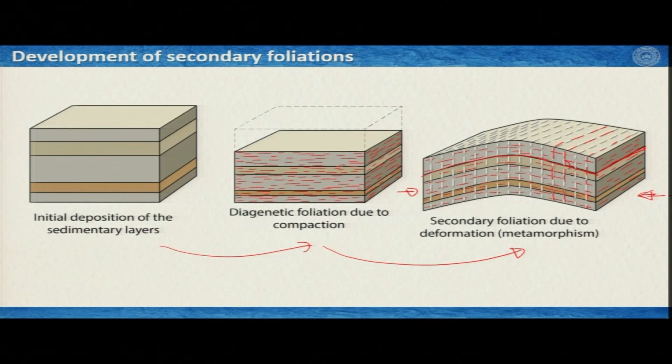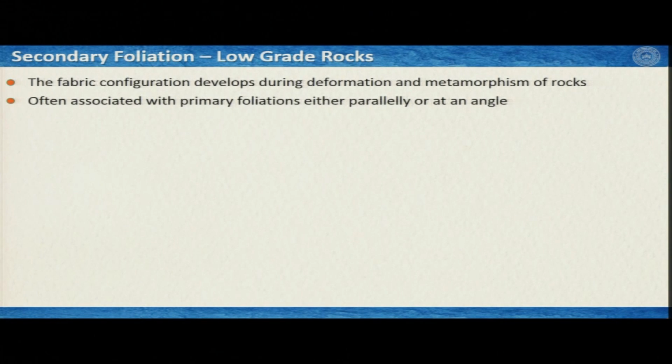But the concept I tried to give you here is how secondary foliations form. We will also learn later that this is a special type of foliation, which we call axial planar foliation or axial planar cleavage, but we will learn about it later. Now, let us have a look at how these secondary foliations look in the field. So, secondary foliations are the fabrics, as we have defined, that must develop during the deformation and metamorphism of the rock.